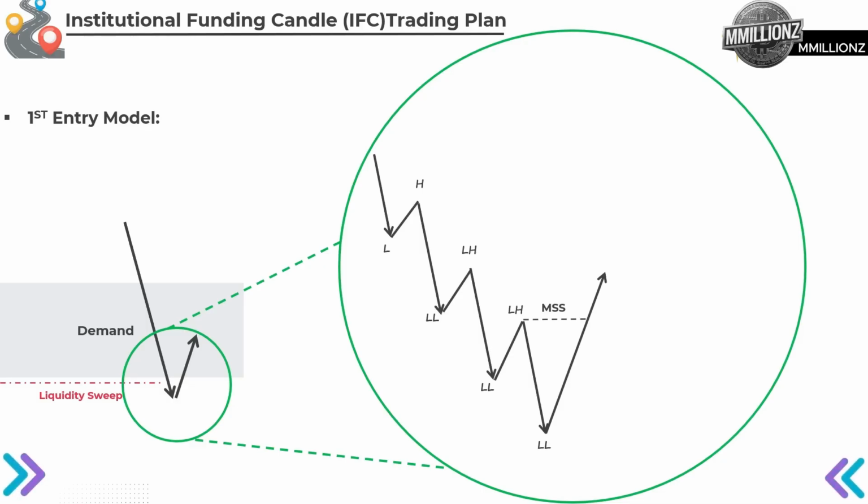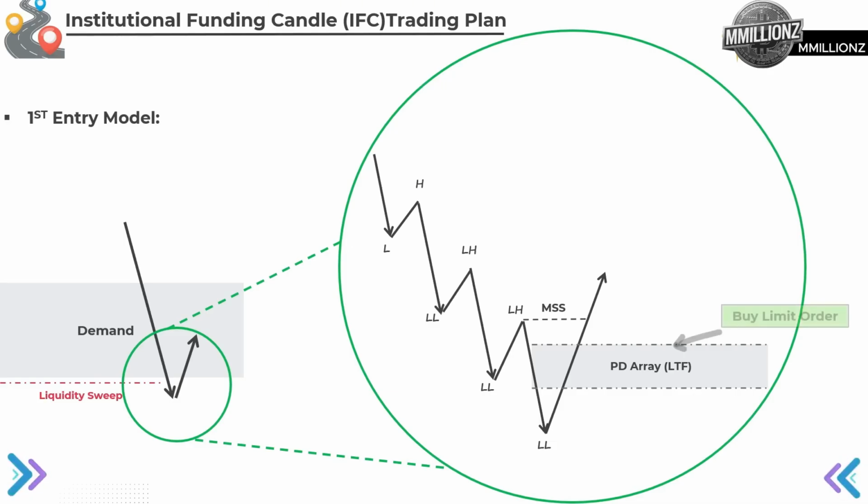Once we identify an IFC candle and confirm that manipulation has occurred, we can proceed to execute our trade. For placing an entry, we have 2 options to consider. The first entry model involves waiting for the price to form a lower time frame PD array, most commonly a mitigation block, to open a position.